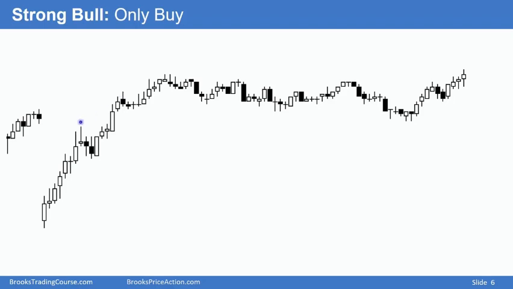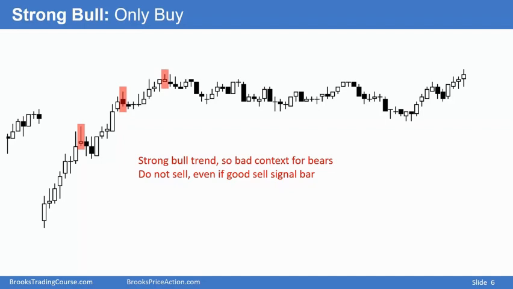a bear reversal bar. Here you got a reversal bar, the close below the midpoint of the bar, with a small bull body but a big tail on top. Could be a decent sell signal bar, but the context is terrible. Look at the bars to the left. You should only be looking to buy. Reversals like this will fail within a few bars, become bull flags, and the trend will continue up.